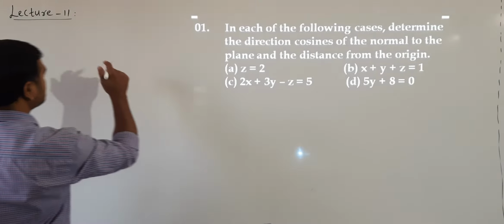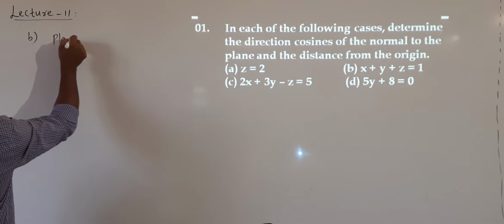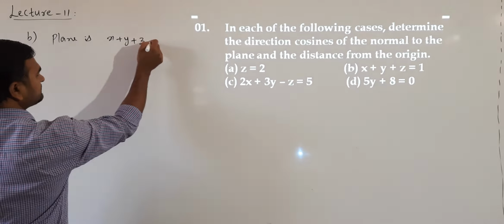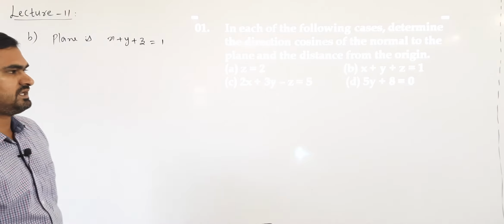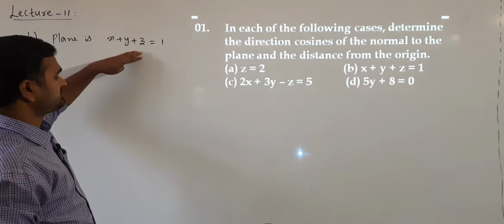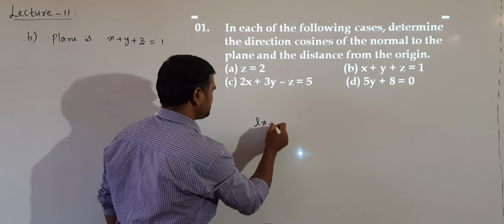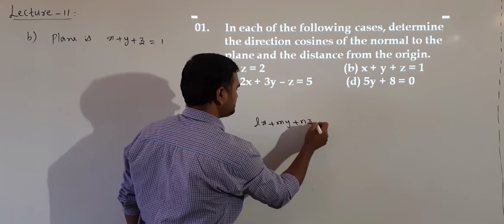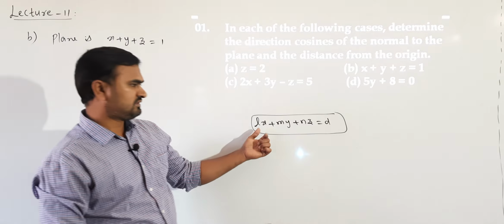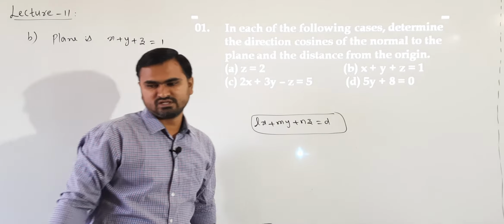Okay. See second part, plane is x plus y plus z is equal to 1. Now I have to write this plane equation in normal form. What is the normal form of plane equation? Lx plus my plus nz is equal to d form. This is the equation of plane in normal form, where L, m, n are DCs of normal to plane and d is the distance from the origin.